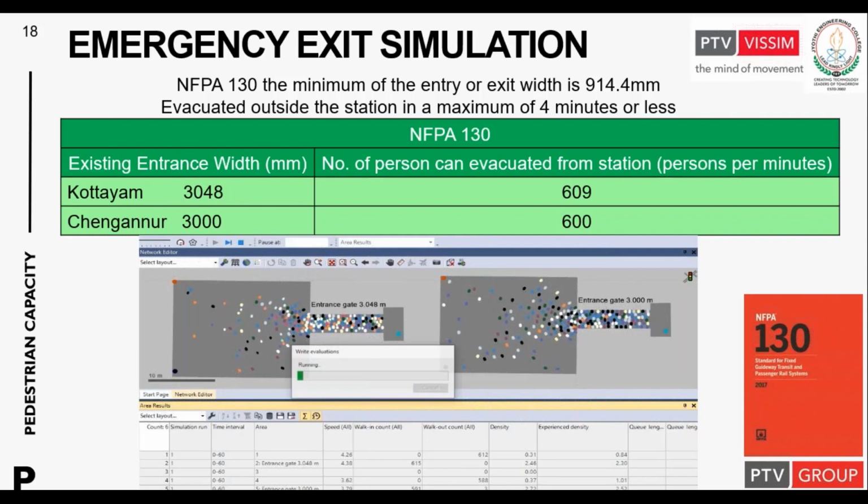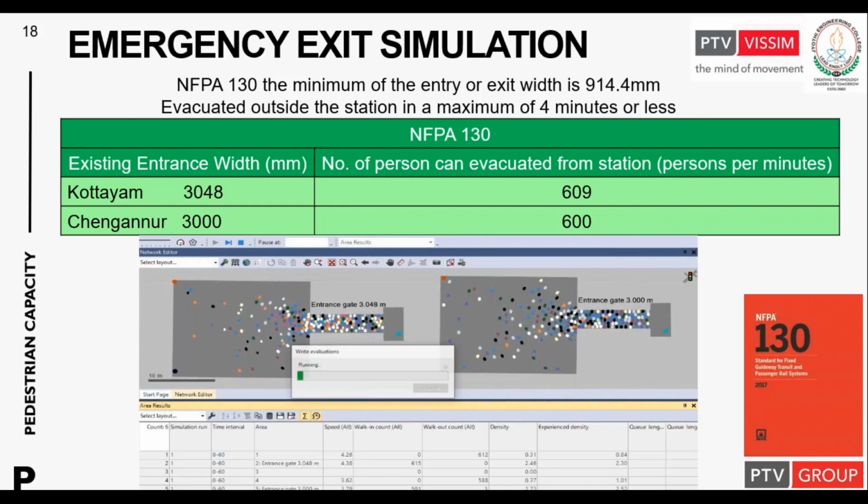the walkout count, and this is followed by the guidelines of NFPA 130. It's the National Fire Protection Association. It's working in the US. They are providing the guidelines for when a fire accident happens in buildings. The passengers should evacuate from that place within a maximum of 4 minutes, and they are recommending that the minimum width of the entrance or the exit is 914 mm.